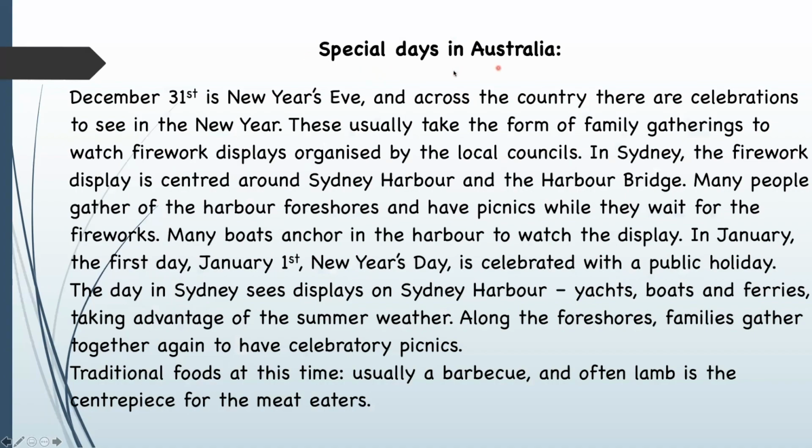Special days in Australia. December the 31st is New Year's Eve, and across the country there are celebrations to see in the new year. These usually take the form of family gatherings to watch firework displays organised by the local councils. In Sydney, the firework display is centred around Sydney Harbour and the Harbour Bridge. Many people gather on the harbour foreshores and have picnics while they wait for the fireworks. Many boats anchor in the harbour to watch the display.